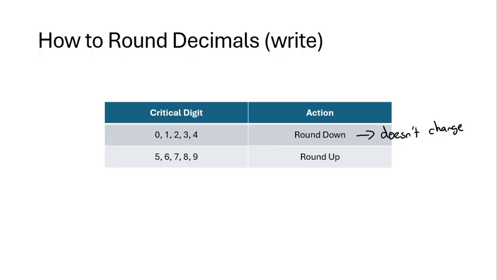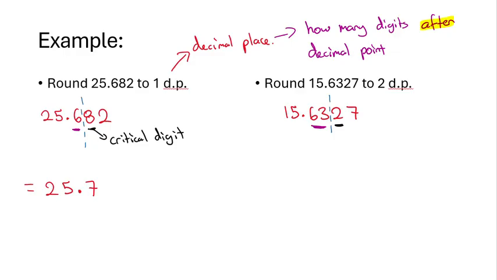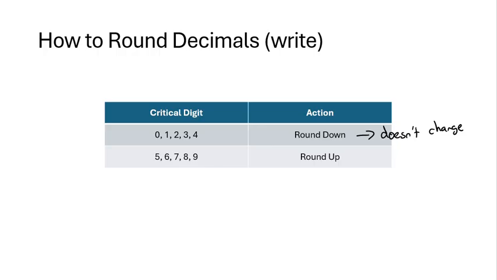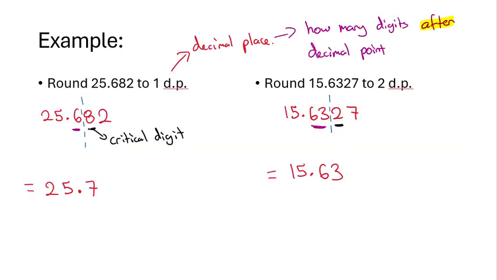Okay, so let's just fix this up. Because we're rounding down, that means this doesn't change. The one in purple here doesn't change at all. So we just write it as 15.63. As you can see here, I underlined in purple the number 63, so that if I were to round up, it would be 64. But because rounding down means it doesn't change, the 63 just stays as 63, okay? And let's just quickly go through this.